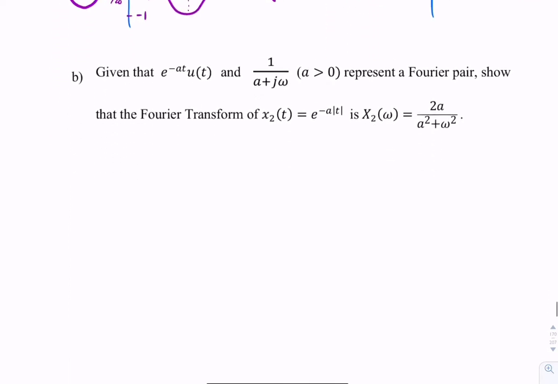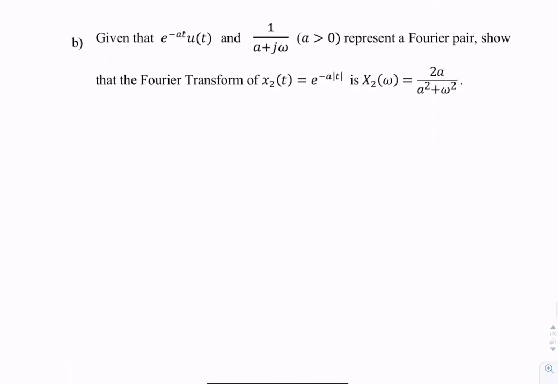Part B is about an entirely different signal. And we're given this Fourier pair. We're told that a single-sided exponential has a Fourier transform that looks like that. And we're asked to show that the Fourier transform for the double-sided exponential looks like that. So really our problem is expressing the double-sided exponential as a function of the single-sided exponential.